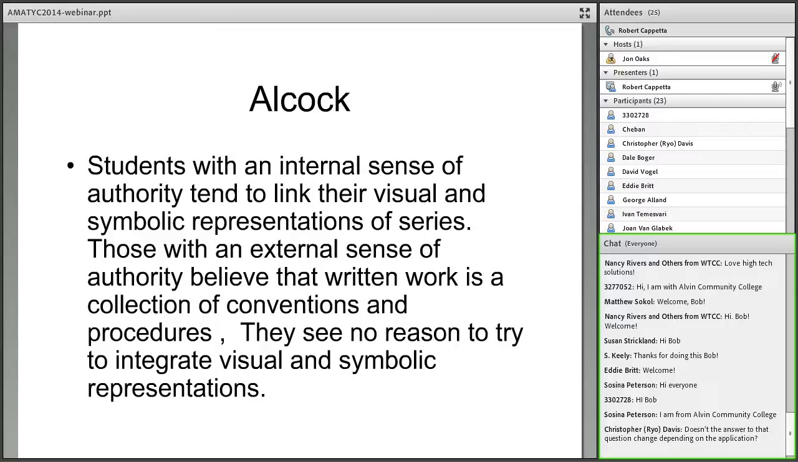But students with an external sense of authority believe that written work is a set of conventions and procedures. So the question I'm going to have for you folks is, as teachers, what can we do to help students develop that internal sense of authority? What can we do to get away from the notion that the student's job is to mimic what the instructor does, but rather create understanding, make sure it's meaningful, so that eventually that student can have that internal locus of control?